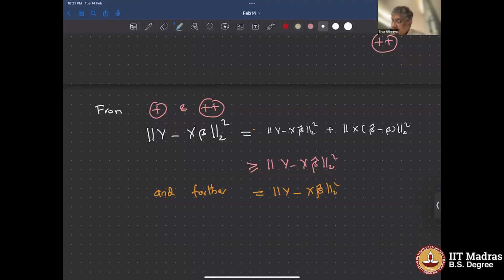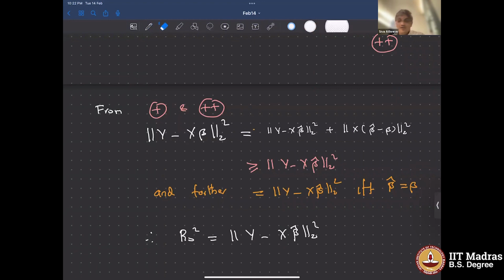When does it happen? It happens if and only if this term is 0. But this term is 0 when beta hat is equal to beta. Cool. So therefore, if you cross all the t's, we have shown R naught squared is the norm of y minus x beta hat, norm 2 squared. Quite cool. That's the end of the proof.